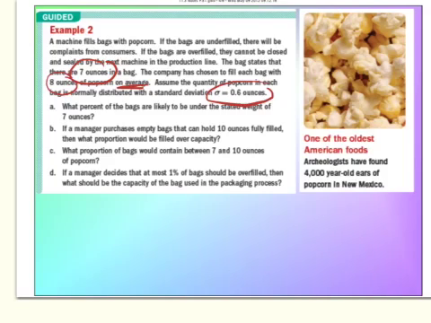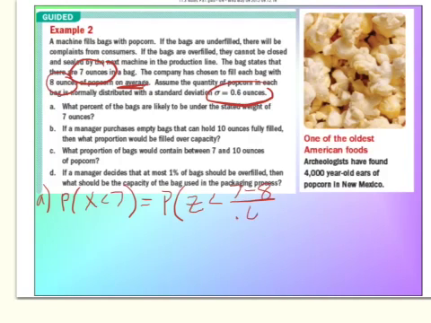Part A. What percent of the bags are likely to be under the stated weight of 7 ounces? So here's the question. What's the probability that the bags themselves are less than 7 ounces? To find that, I want to find its Z-score. So I'm going to convert this to the Z-score. What's the probability the Z-score is less than? Our Z-score here is 7 ounces is our piece of data. The mean is 8. Standard deviation is 0.6. That is the probability that the Z-score is less than negative 1.67.